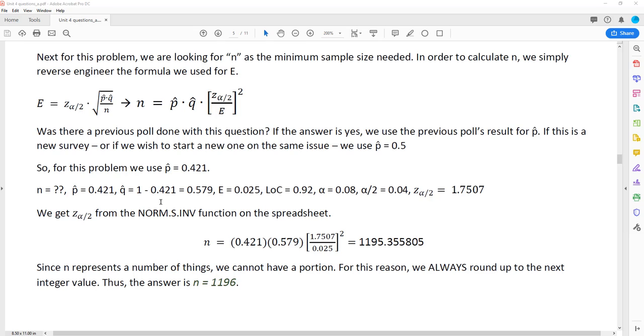Q hat is always 1 minus p hat, and that ends up being 0.579. E, the key word you should be looking for when we want to find E. In these types of problems, E needs to be given to you because that's just one of the criteria upon which we calculate the minimum sample size. So let's go back to the problem and see where I got that 0.025 from, and also what the key word is.